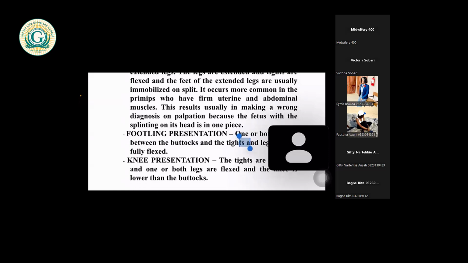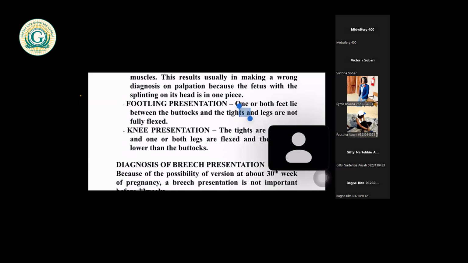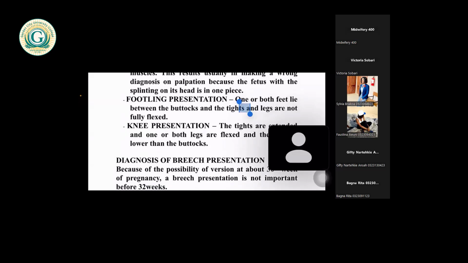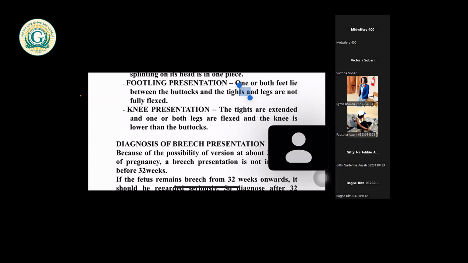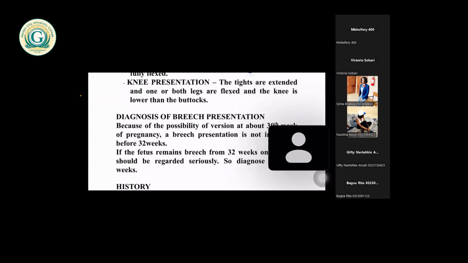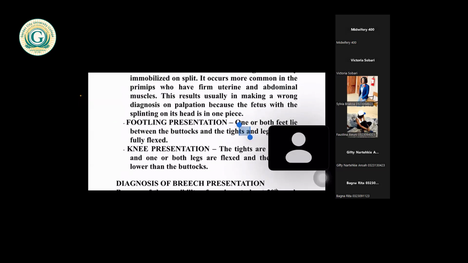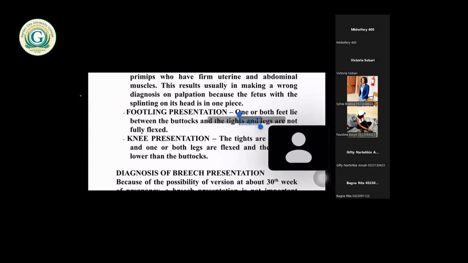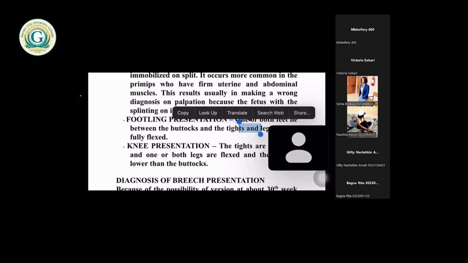We have another, the footling presentation. With this one, one or both feet lie between the buttocks, and the thighs and legs are not fully flexed. With the knee presentation, the thighs are extended and one or both legs are flexed and the knee is lower than the buttocks. So when can we confirm a breech presentation, at what weeks do we confirm a breech presentation?